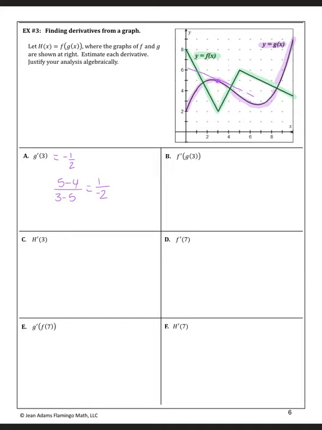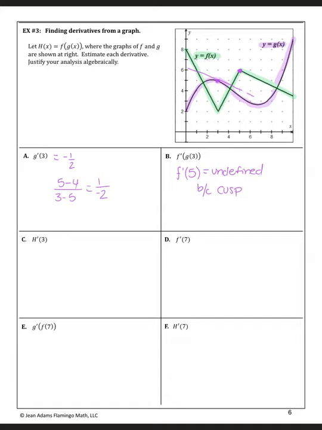So the next one we have f prime of g of 3. So first we need to find g of 3, which is 5. Then we need f prime of 5. So if you look on your graph of f, we need the derivative at that point, which is undefined because we have a cusp or a corner. Okay, so we cannot take the derivative at that point because it is a sharp corner.